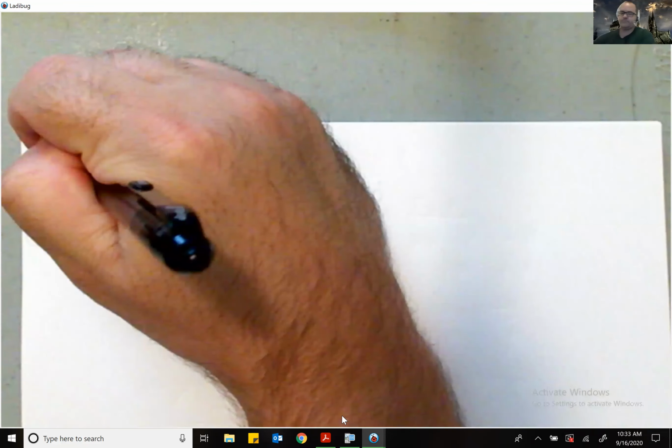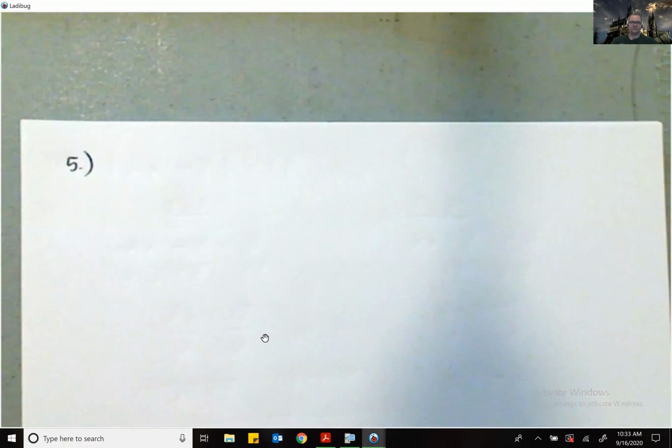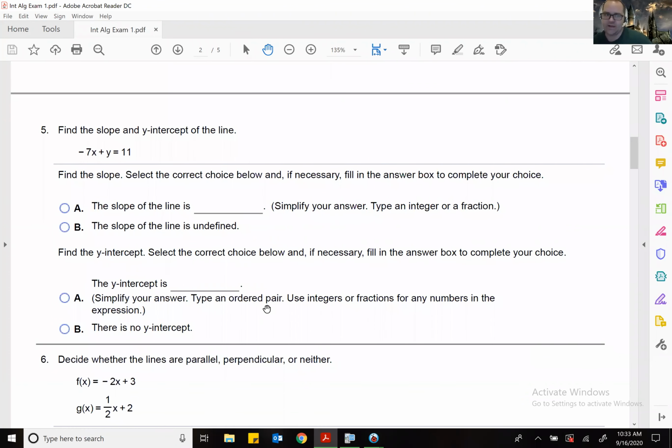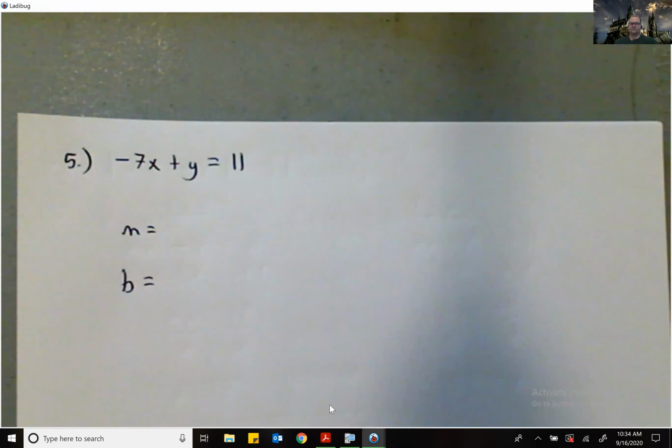Number 5. So they've given us this equation, negative 7x plus y equal to 11. There's two questions. They want to know what is the slope and what is the y-intercept. In other words, they want to know what is m and what is b. How can we figure out the slope and the y-intercept to this?